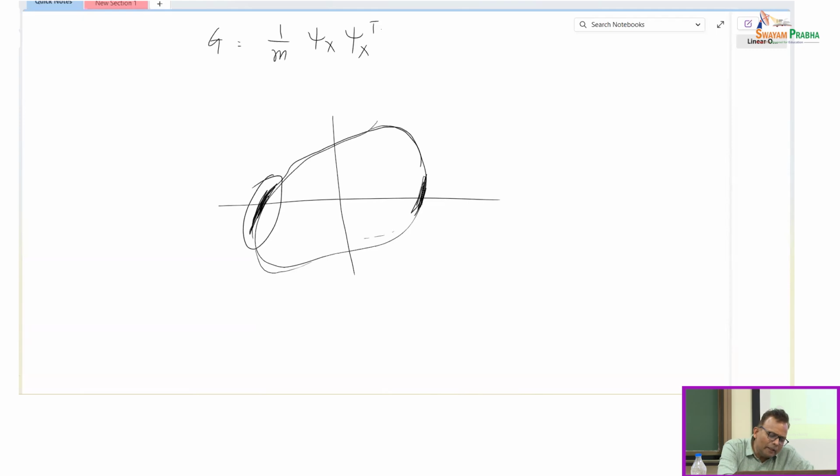In this region, it spends more time because it slows down. In this region, it spends less time. In this region, again, it spends more time. Okay? Now, this non-uniform distribution of time is actually captured in the invariant measure.